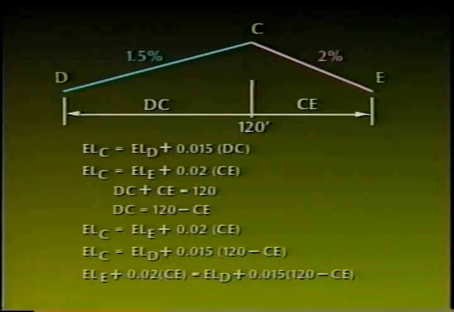Now we can rewrite our equation for C from point D by substituting 120 feet minus distance CE for distance DC, giving us elevation of C equals the elevation of D plus 0.015 times 120 feet minus the distance CE. Now we can combine the two equations as shown and solve for distance CE. With distance CE and the grade of 2%, we can easily calculate the elevation at grade break C, and from that, the grade to the building pad.